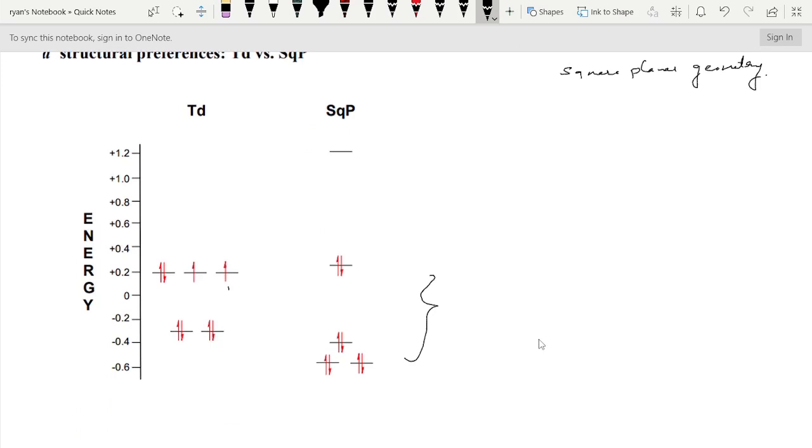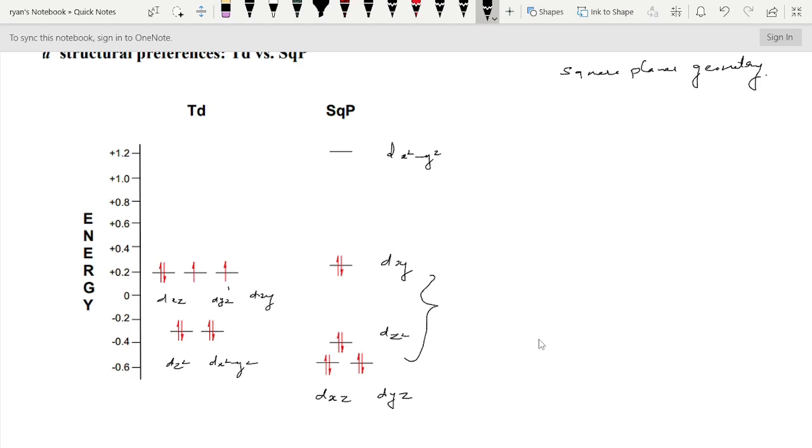Therefore here this one, I am going to write dxz and this one is dyz. Then here I am going to write dz square and this one is dxy, and dx square minus y square, that is unoccupied in the case of PdCl4 2 minus. Then here I am going to write dz square, dx square minus y square, dxz, and this one is dyz, and the third one I am going to write dxz.